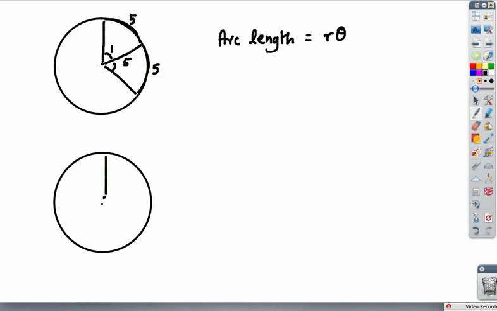If we mark out, let's say, 4 radians, and the radius is 3, then the arc length around the edge here is simply r theta, radius times angle: 12.